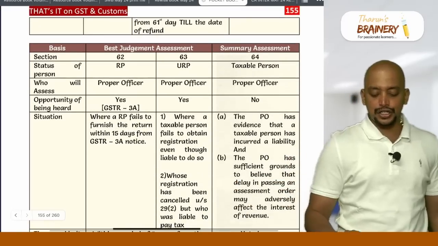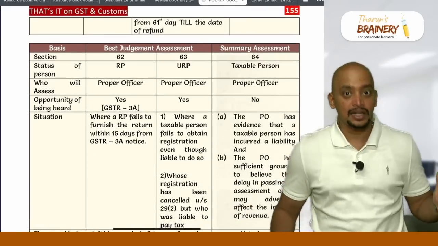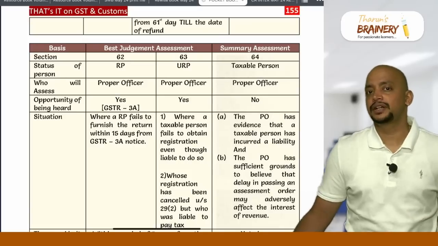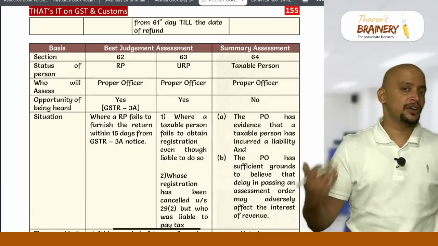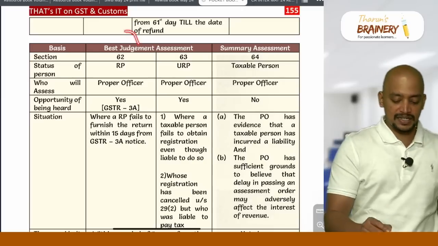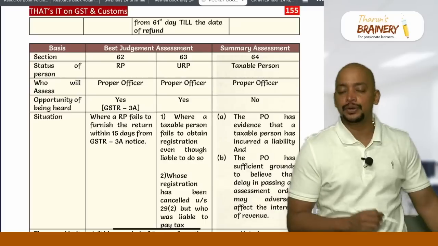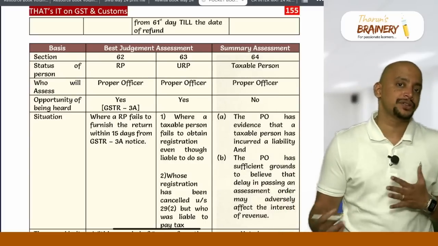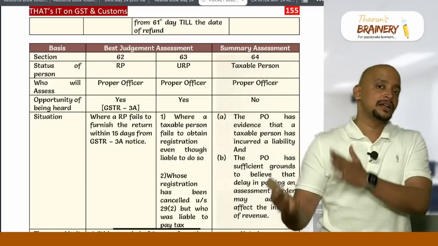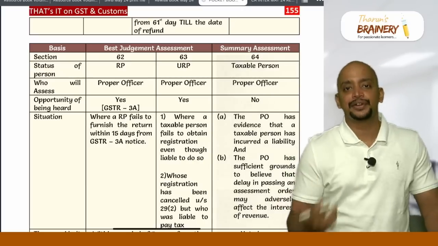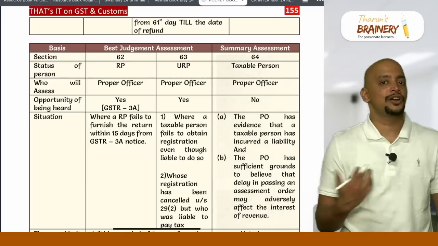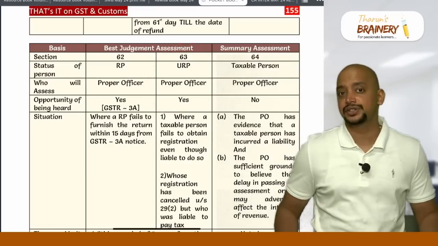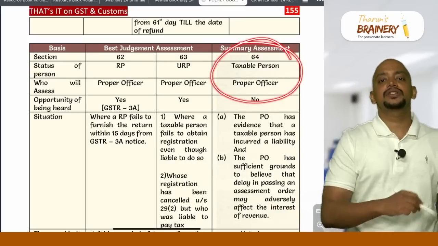Then sections 62 and 63 talk about best judgment assessment. In that, two best judgment assessments are there. Number one, with respect to non-filers of return: a person is required to file returns but did not file the return. In that case, best judgment assessment will be initiated under section 62. Whereas in case an unregistered person crossed the threshold limit but did not get registered, or is making interstate supplies or is covered under section 24 but did not get registered, so an unregistered person having some liability but did not pay the liability, to initiate recovery they will pass an assessment order under section 63.